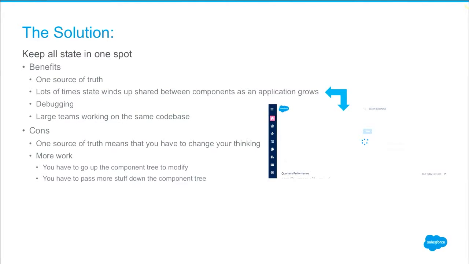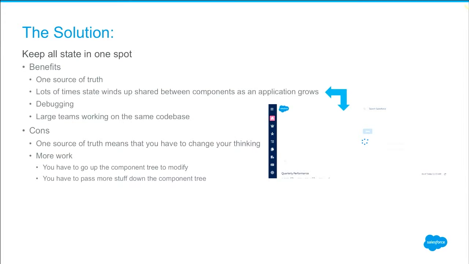The cons are, if you have one source of truth, you change a lot of your thinking. A lot of times you find yourself pulling what you initially think state should be living on a child up to a parent. And figuring that out predictably in your head is a little bit of a change for every developer. And even if you're seasoned in it, you still find yourself moving state up eventually. You also have to pass more stuff down the component tree.